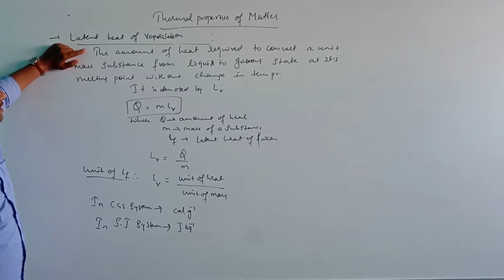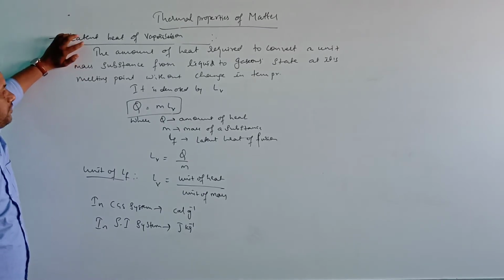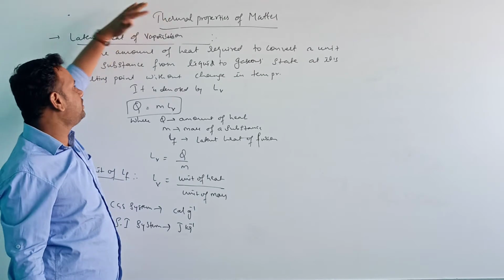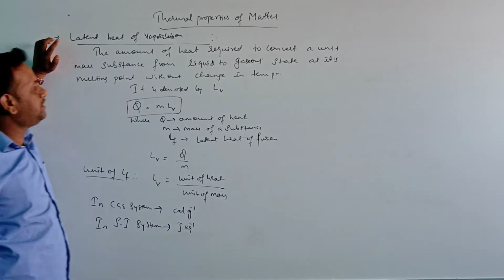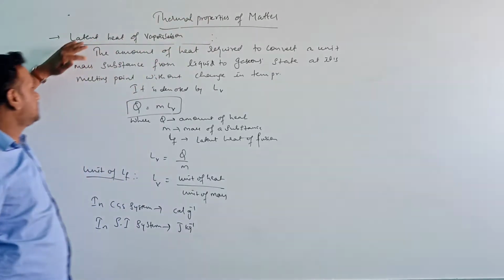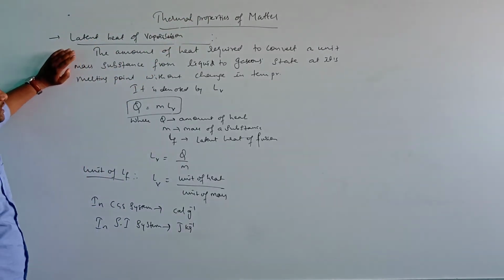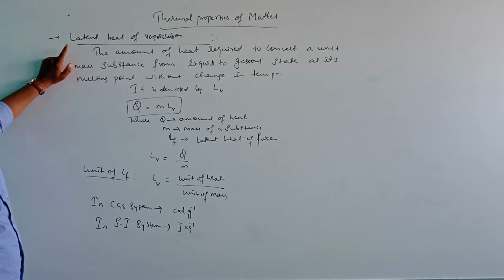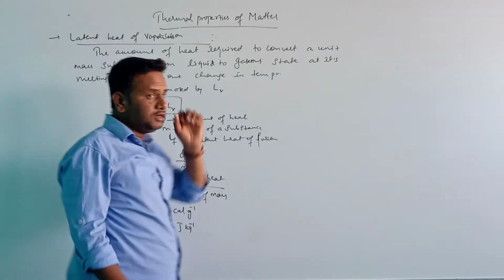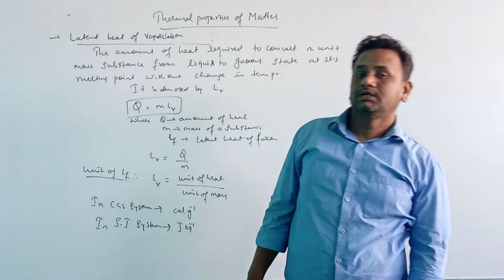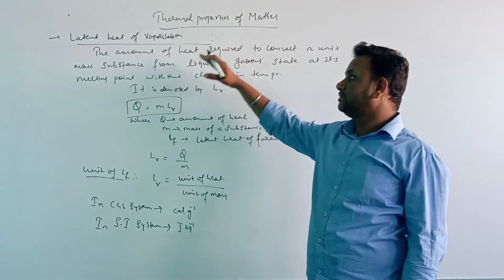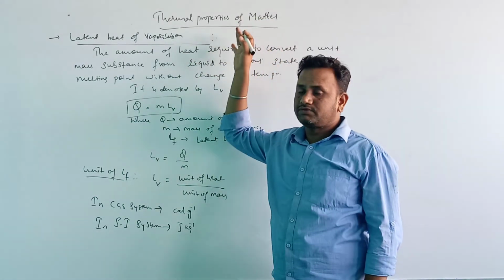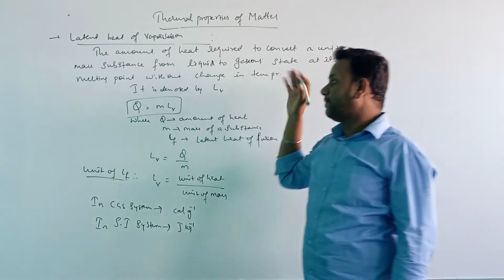Once again I am repeating this definition. The amount of heat required to convert a unit mass of a substance from liquid to gaseous state without changing temperature is called latent heat of vaporization. So this is all about the types of latent heat, also called hidden heat. There are two types: latent heat of fusion and latent heat of vaporization.